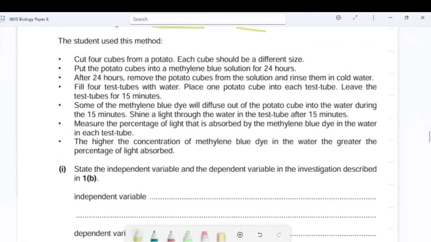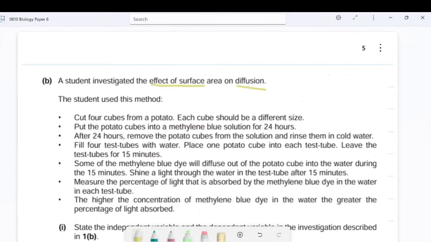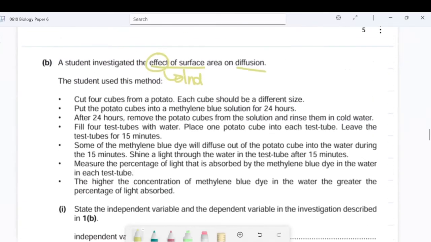Essentially, these are your 3 marks, okay? Literally in the first sentence it tells you effect. Remember, what did we say? Effect means independent. You're trying to identify which independent is. So they're changing the surface area and they are measuring the diffusion.